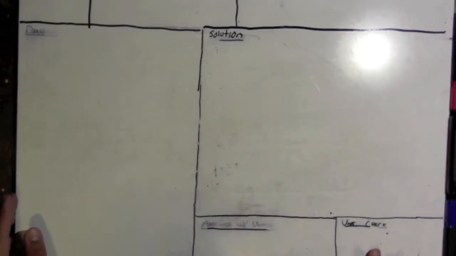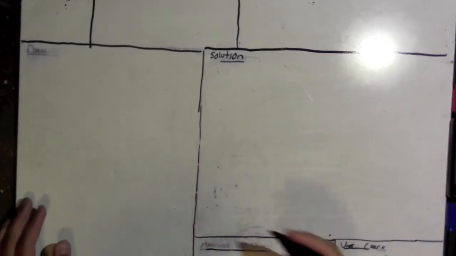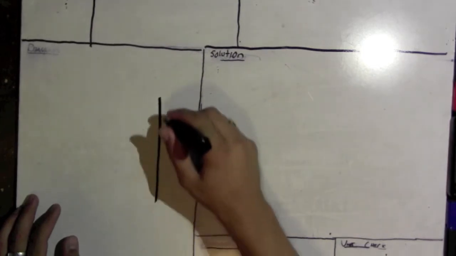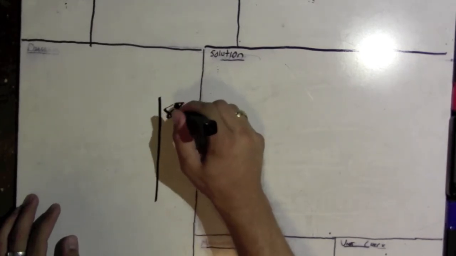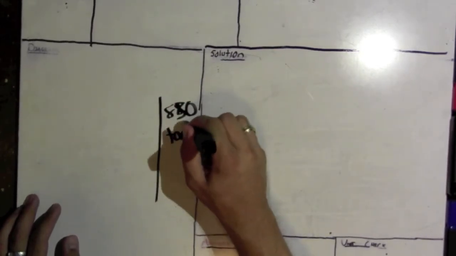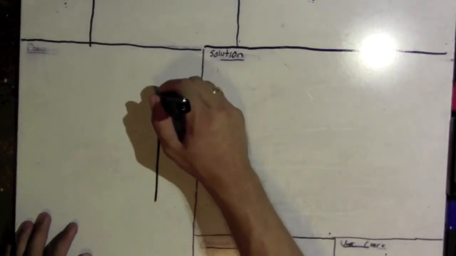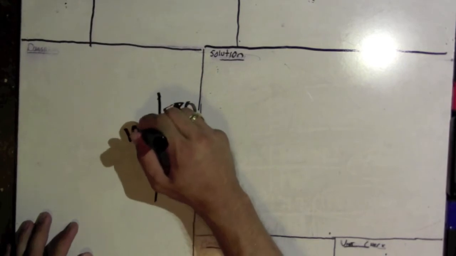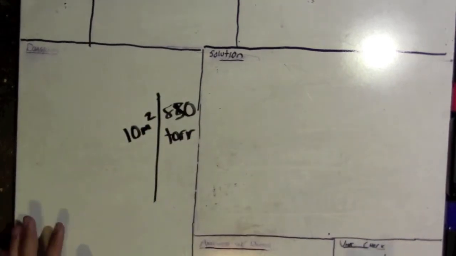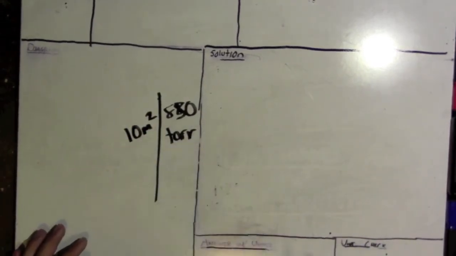Okay, this one is trying to define pressure, force, and area. It basically says you have 850 torr that is felt all around as pressure on this particular container. It says that the surface area of this container is 10 meters squared. And what it asks us to do is find the force that's exerted on the walls of the container.